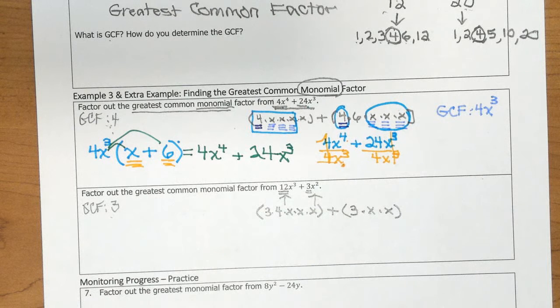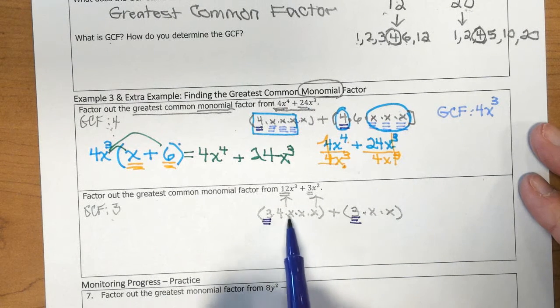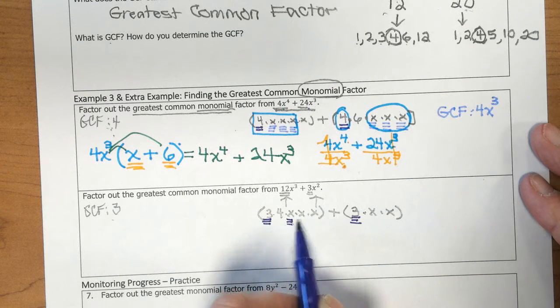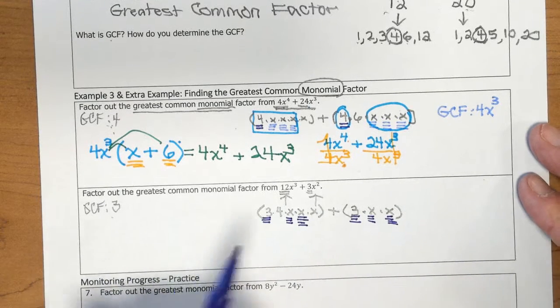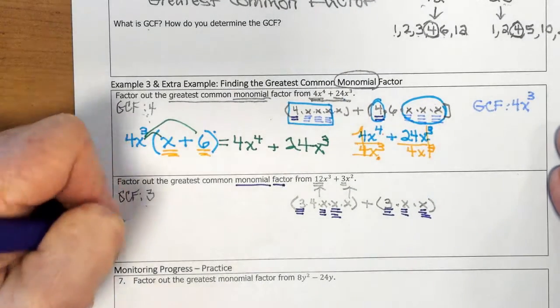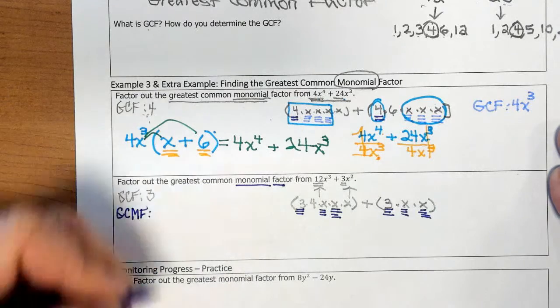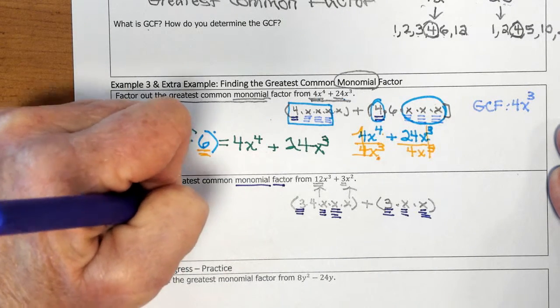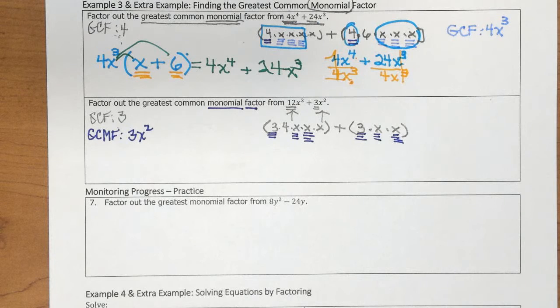Okay, so now, what did I do the last time? I'm going to figure out what do I have common to both. Well, most definitely 3. There it is right there. And now I don't have any 4s, so now I'm going to look at the x's. I got x and x, oh, I've got x and x. So what's my greatest common monomial factor? My GCMF is 3x squared, or 3x to the power of 2. So now I need to factor that out.